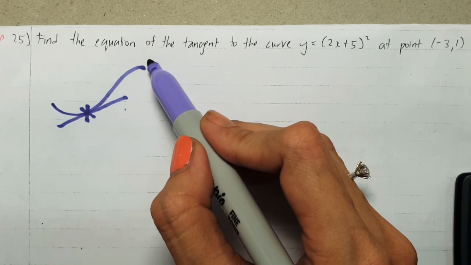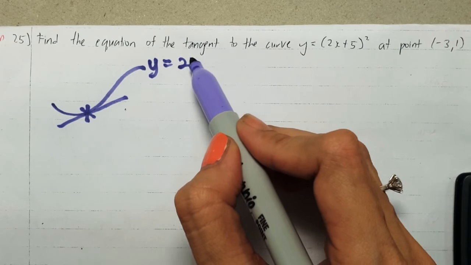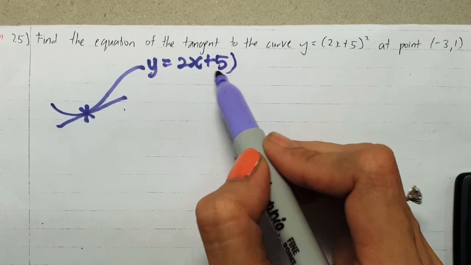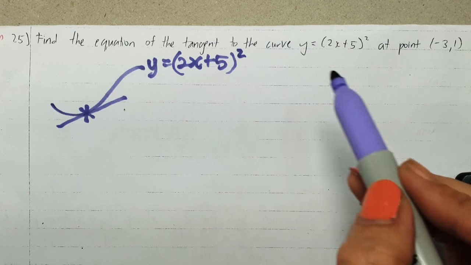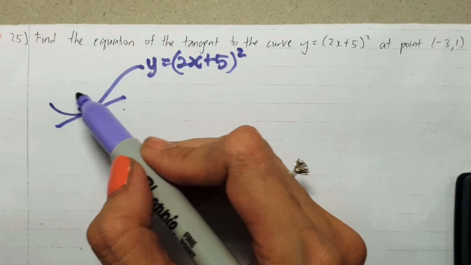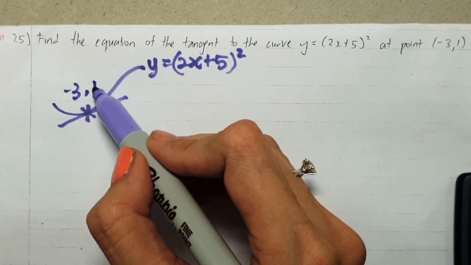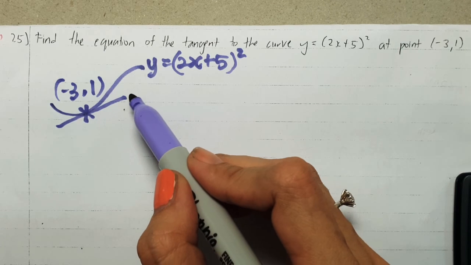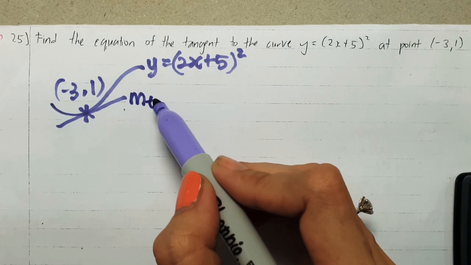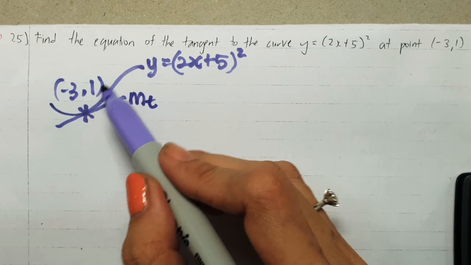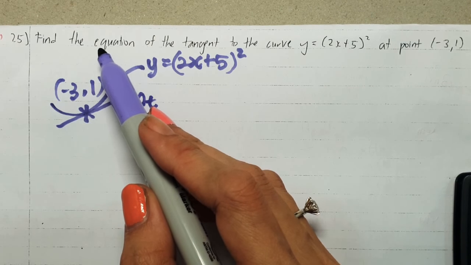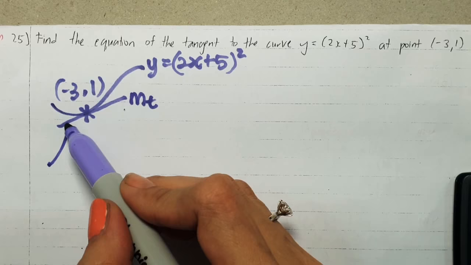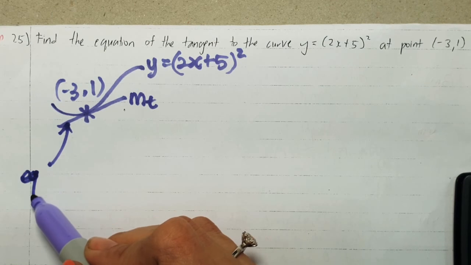So the curve is y equals (2x + 5) squared. And then we have the point (-3, 1). And then we have this line. This line should give us the gradient. This is the gradient of the tangent. But we need to find the equation. So the equation is the thing that we need to find.